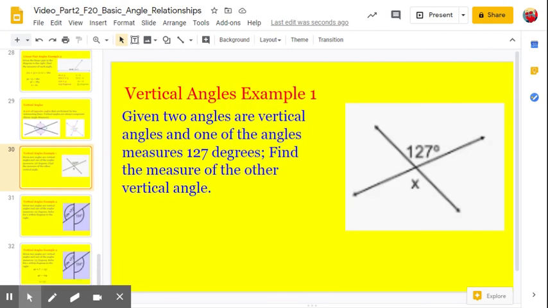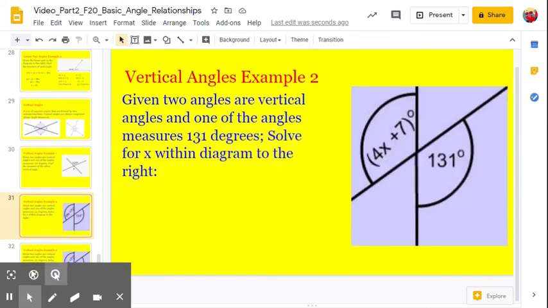All right, this should be a quick one. Given two angles are vertical angles and one of the angles measures 127 degrees, find the measure of the other vertical angle. All right, here's the other vertical angle. It's X. The unknown measures the same as the one opposite to it, so you should have said 127 degrees.